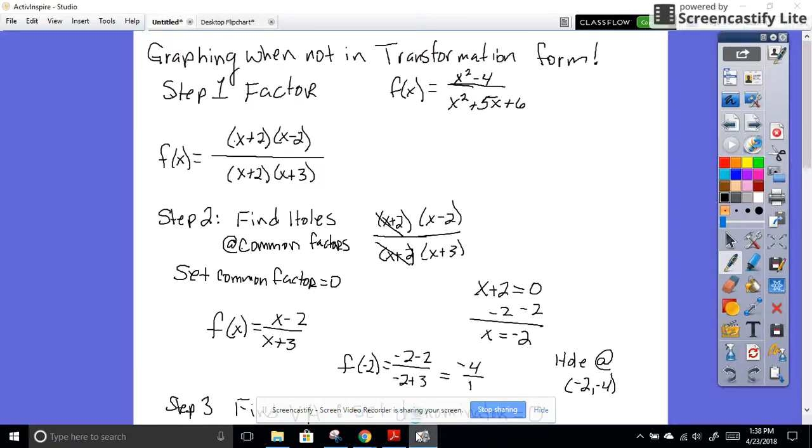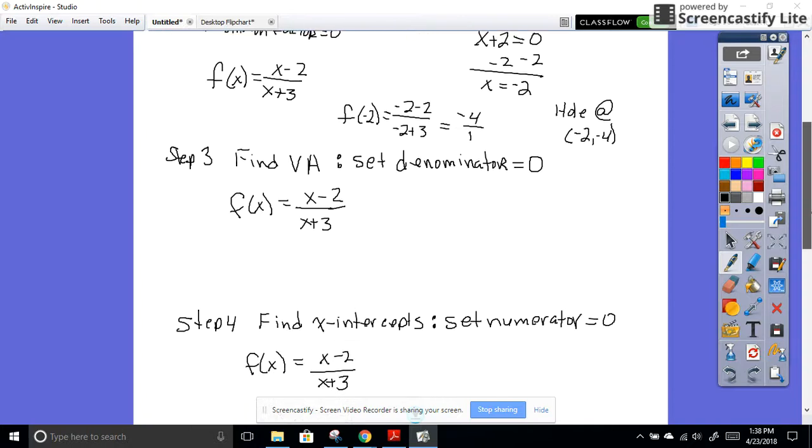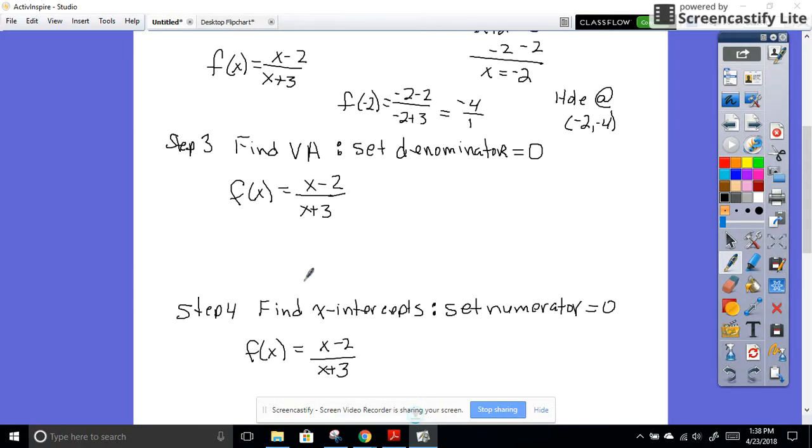All right, so that was step number 2, finding the hole. Step number 3 is finding your vertical asymptote. To find your vertical asymptote, we set the denominator equal to 0, just the denominator. And of course, we can take the denominator of the simplified form. We've canceled out the 2, so we can keep using the simplified form. You take the denominator, set it equal to 0, solve for x, and we find out that we have a vertical asymptote at -3.